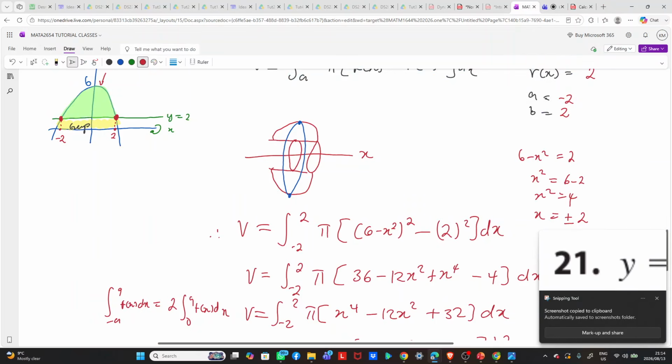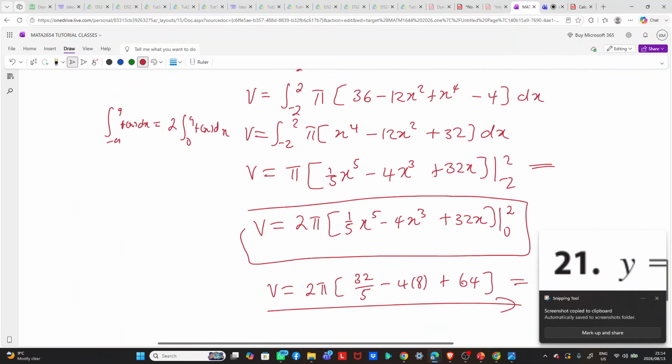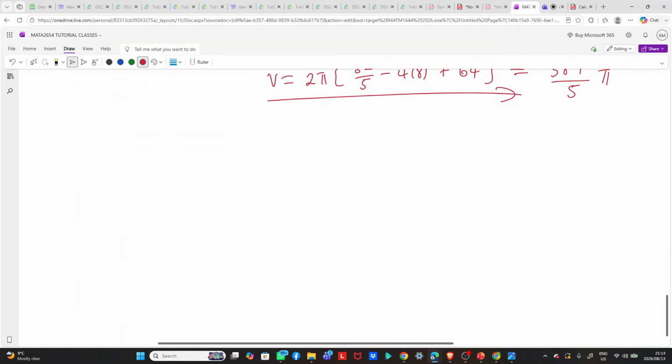You're still going to do the washer method, but be careful of what you call the axis of revolution.